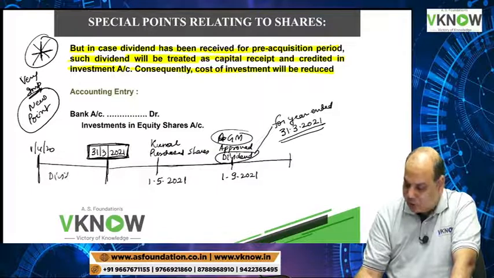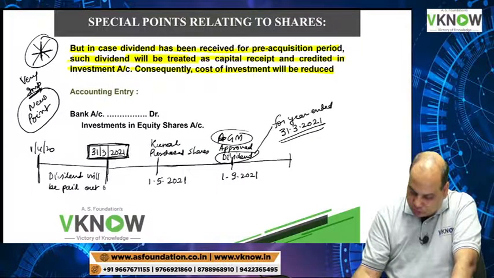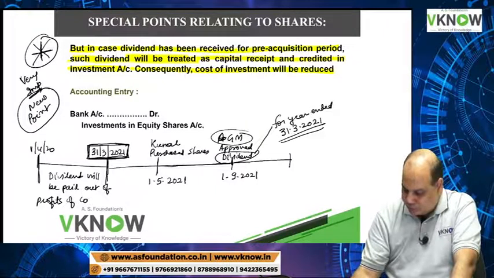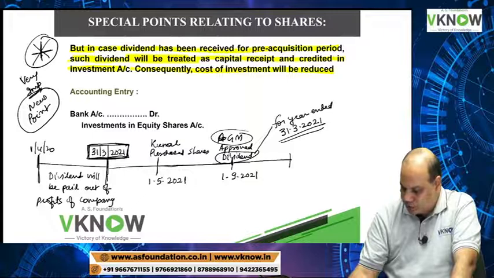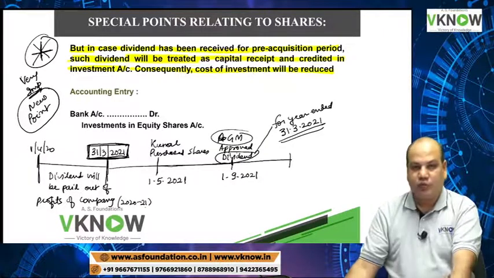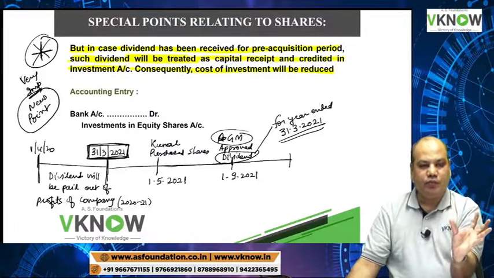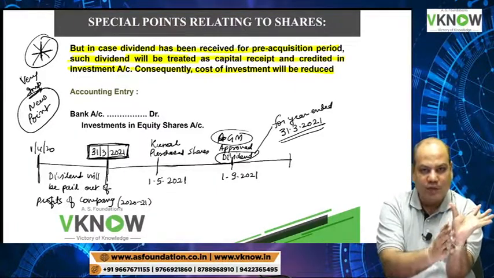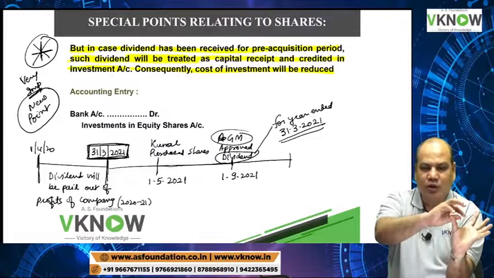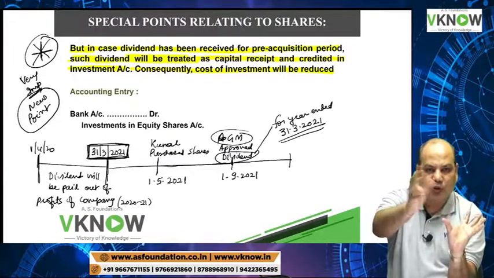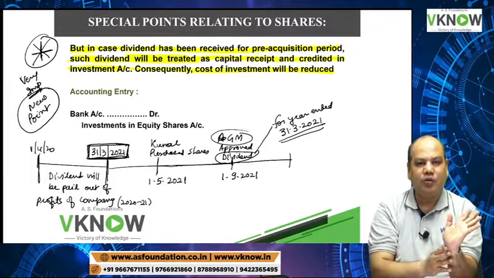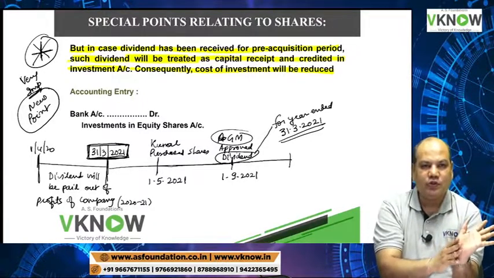So dividend will be paid out of the profits of the company, earned between 2020 to 2021, because this is the financial year 2021. This is the year out of which dividend is paid to the shareholder. The year will end on 31st March 21.